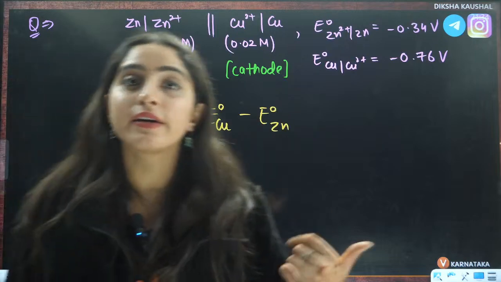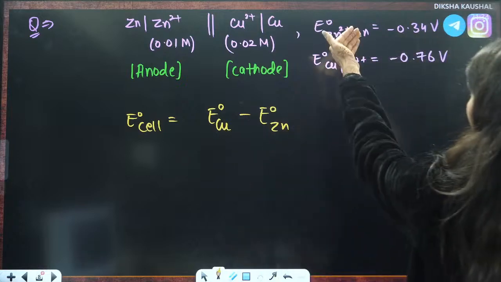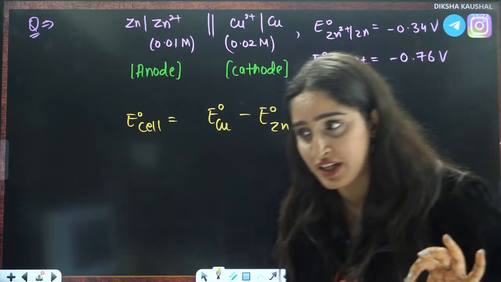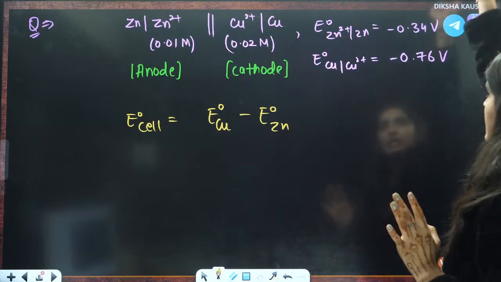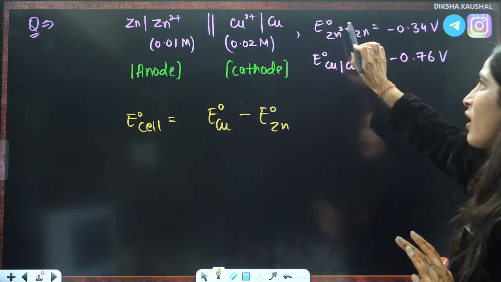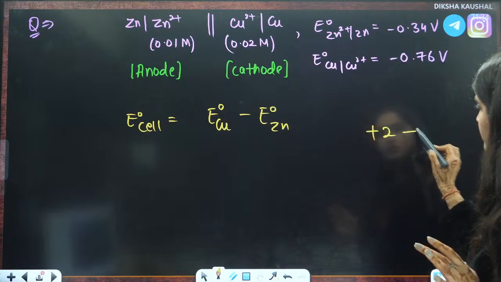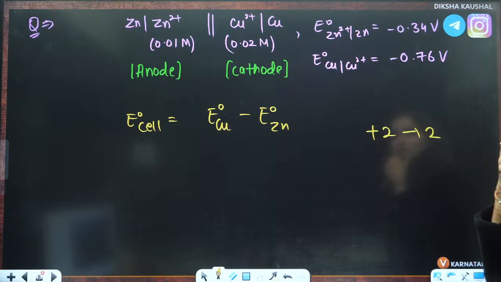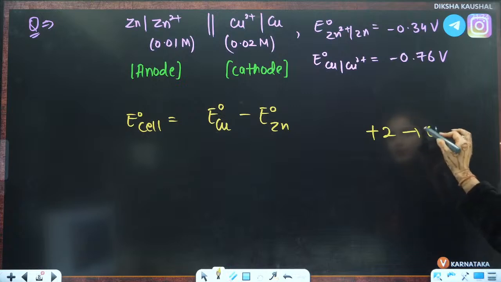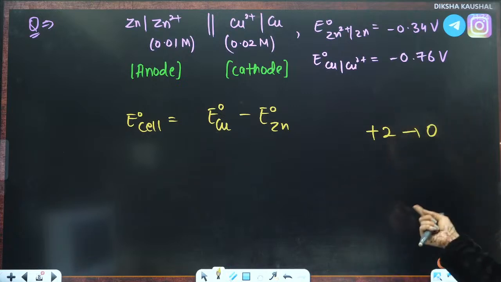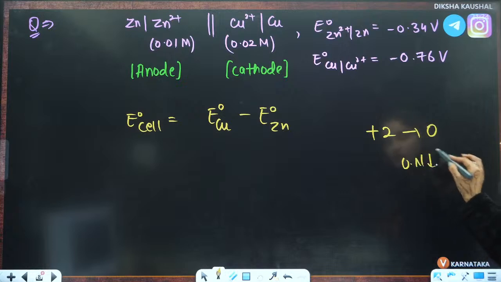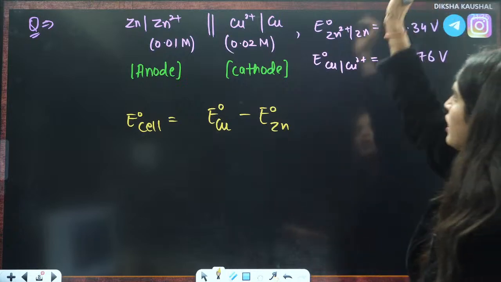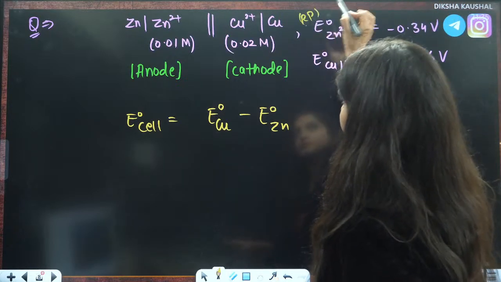Now we need to write the reduction potentials. Let us see whether they have given us reduction potential or oxidation potential here, right? Here they have given 2 positive to 0. Yeah. So plus 2 to 0. So oxidation number is decreasing. That means reduction is happening. That means here they have given you reduction potential only. That is fine.